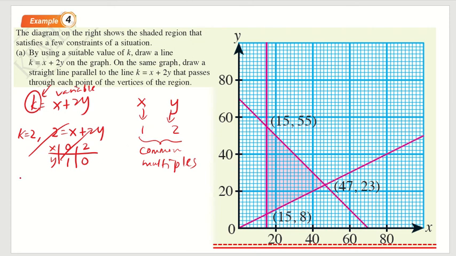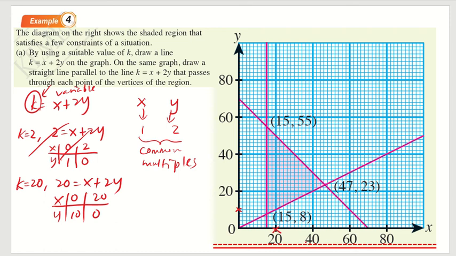So now I choose K equal to 20. Okay, 20 equals x plus 2y. Again, x, y. x equals 0, y equals 10. Y equals 0, x equals 20. So 0, 10 is here, and 20, 0 is here. So you have 2 lines now.